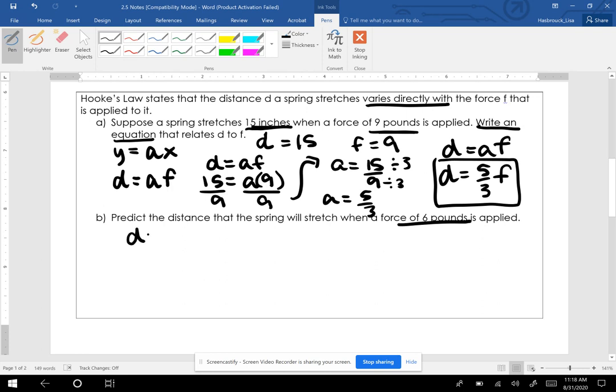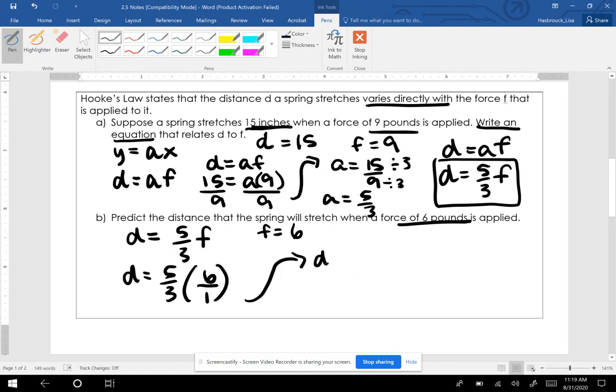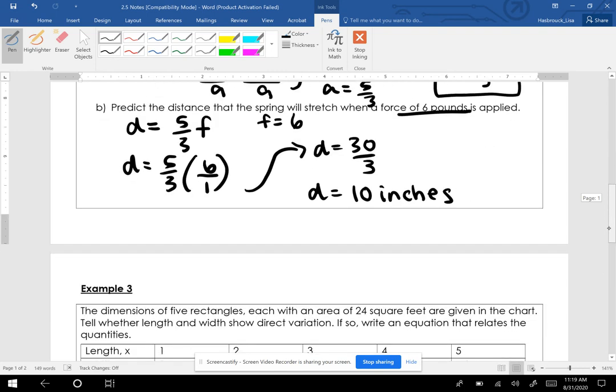So we're using that formula from part A, d equals 5/3 f. They told us that the force is 6 pounds. So I'm going to replace f with 6 and solve. d equals 5/3 times 6. To multiply a whole number by a fraction, you can put the whole number over 1, and you can multiply straight across if you want. If I do that, I get d equals 30 over 3, which means the distance is 10 inches. And that's it for that problem.